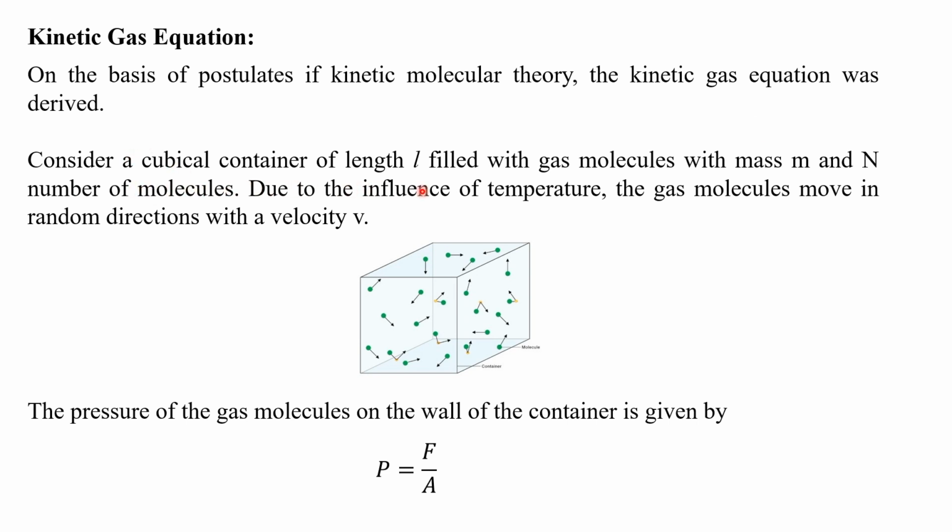Consider a cubical container of length L, with gas molecules of mass m, and N is the number of molecules. So, we have capital N number of molecules there, and the mass of each gas molecule is small m. Due to the influence of temperature, the gas molecules move in random directions with a velocity v. The pressure of the gas molecules on the wall of the container: pressure, we know, is force per unit area.